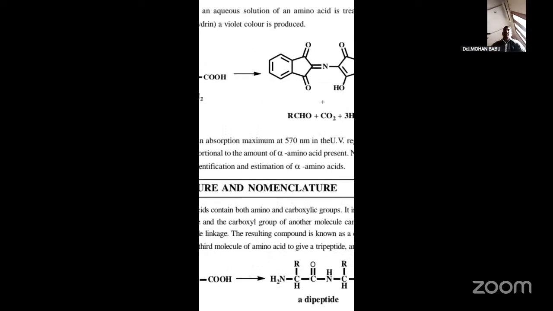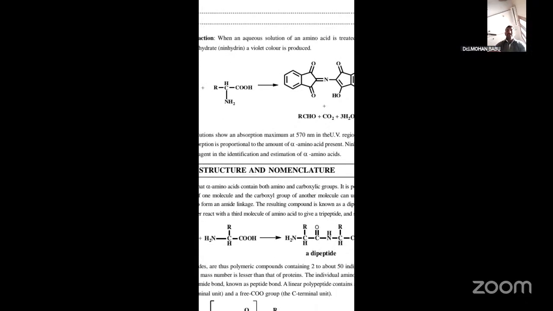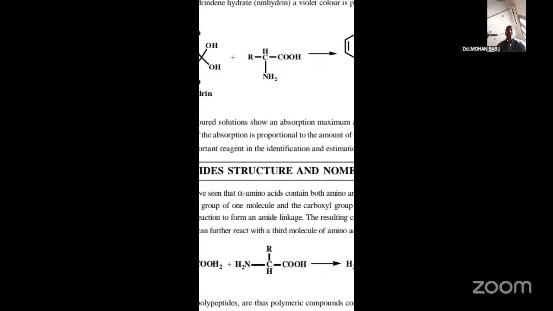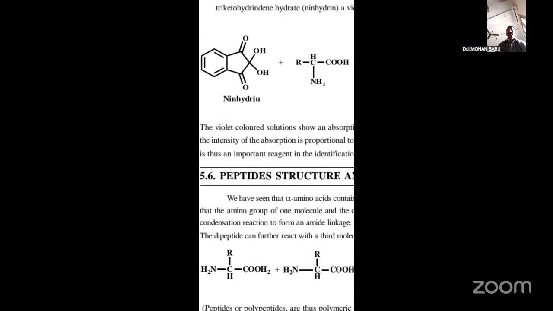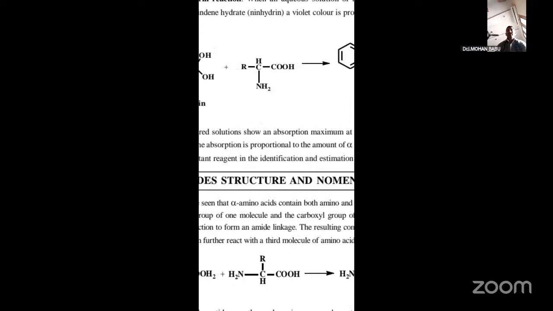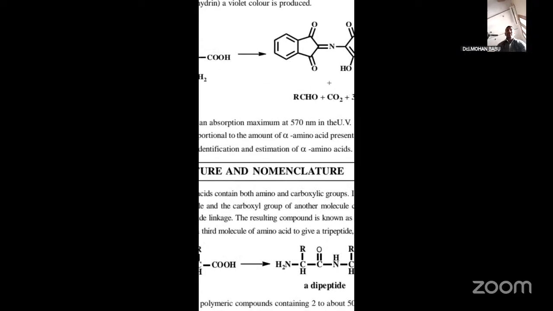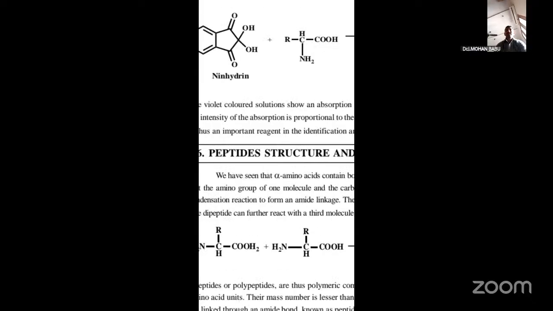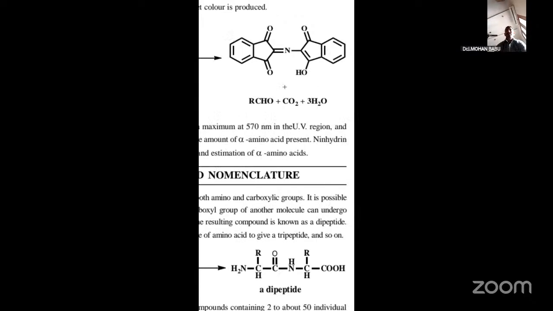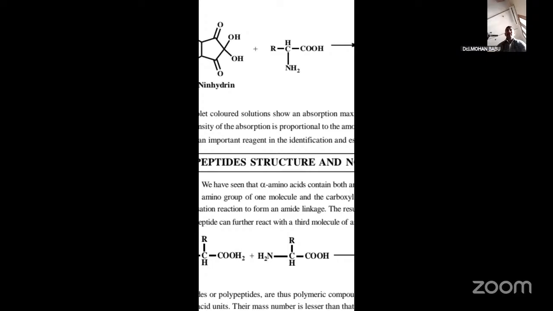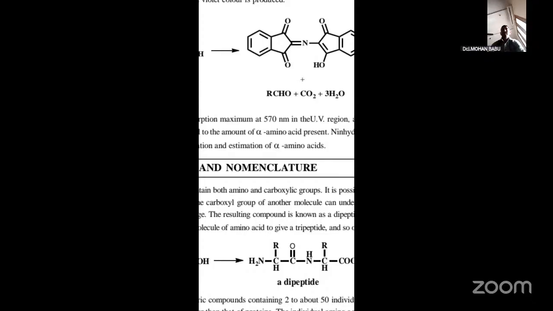This is the ninhydrin reaction. It is a characterization reaction of amino acids, and you can identify a variety of amino acids with it. The violet colored solution shows an absorption maximum at 570 nanometers, and the intensity of this absorption is proportional to the amount of alpha amino acid present. So ninhydrin is an important reagent in the identification and estimation of alpha amino acids.